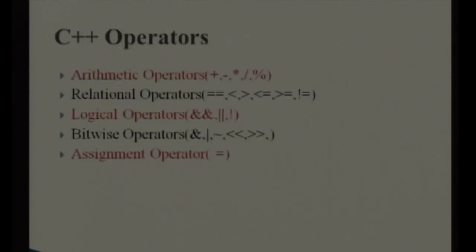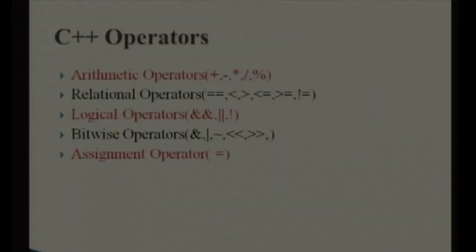Now, operators, let me talk about them a little bit. Arithmetic operators, relational operators, logical operators, bitwise operators and assignment operators. Arithmetic operators are addition, subtraction, multiplication, division, and one special one, the modulus operation. Addition is for adding two values, subtraction for getting the difference, multiplication for multiplication. What is modulus? It gives the remainder.